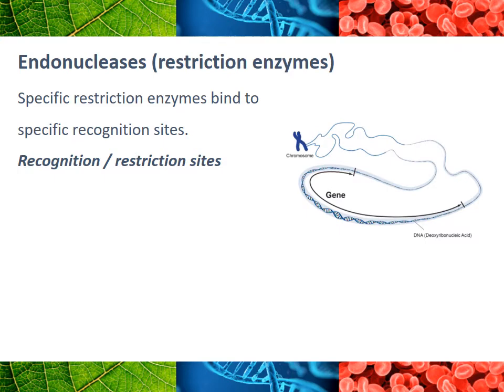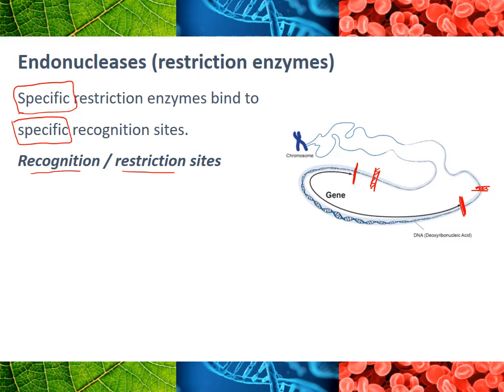Now, specific restriction enzymes are used to cut at specific sections of DNA. And we call these sections of DNA recognition or restriction sites. So what we mean here is if we want to cut this gene out here, if we want to look at this gene, we need to be able to cut on either side of that gene to remove it from that whole piece of DNA.